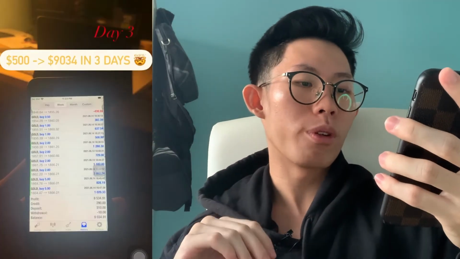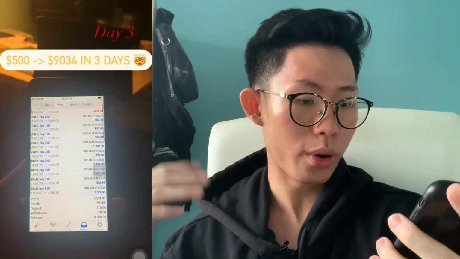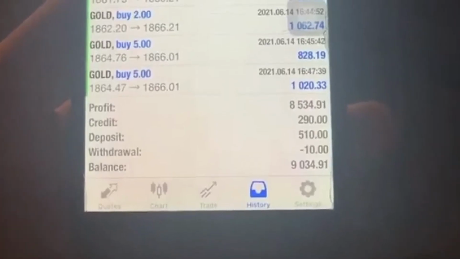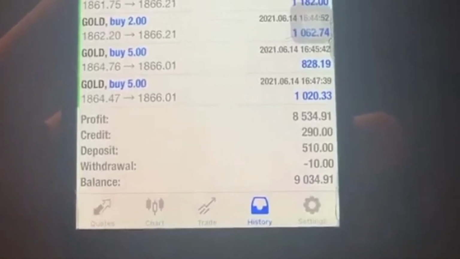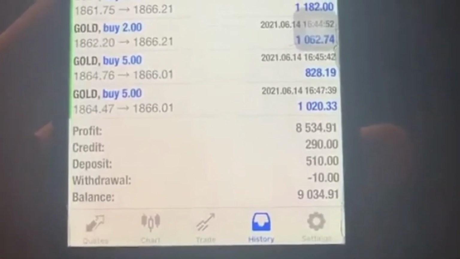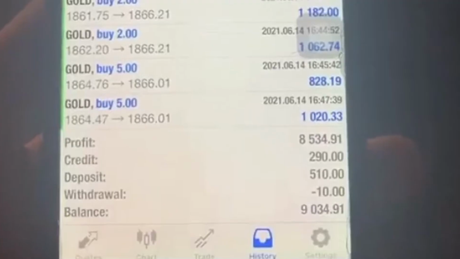So those are the 3 days. We ended up with a total profit of $8,500 from the initial investment of $500. So we pretty much 1000x our account, which was pretty crazy. And as you can see, the balance was over $9,000. Right here, it was over $9,000.